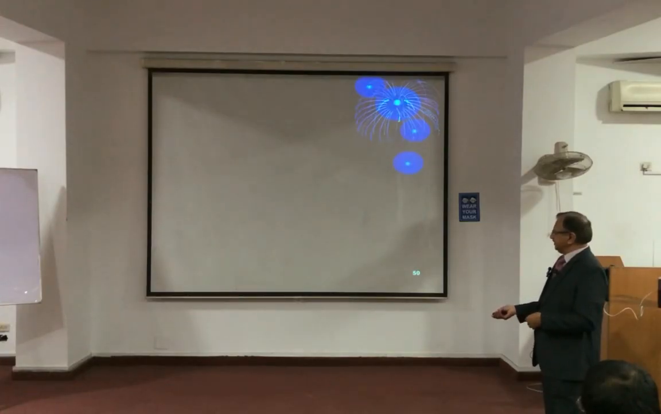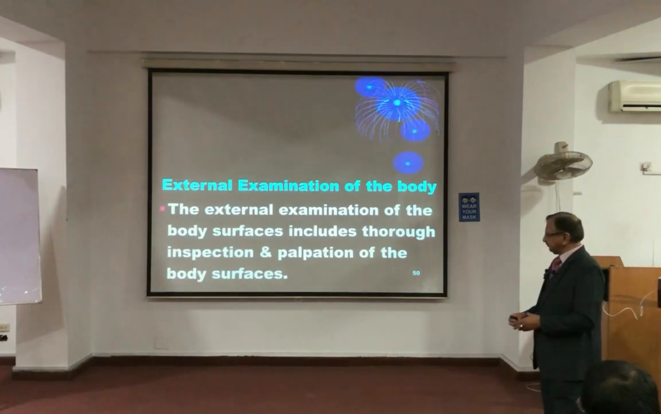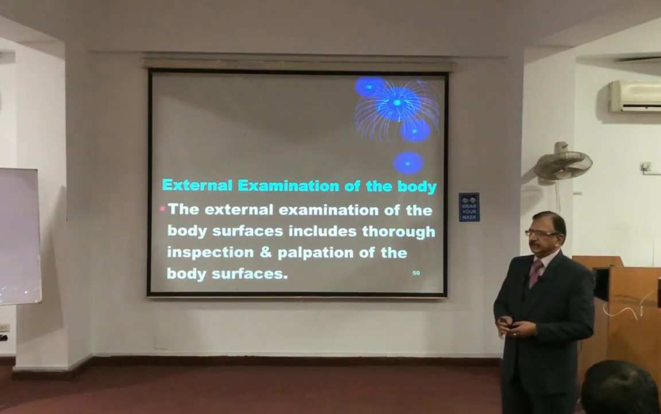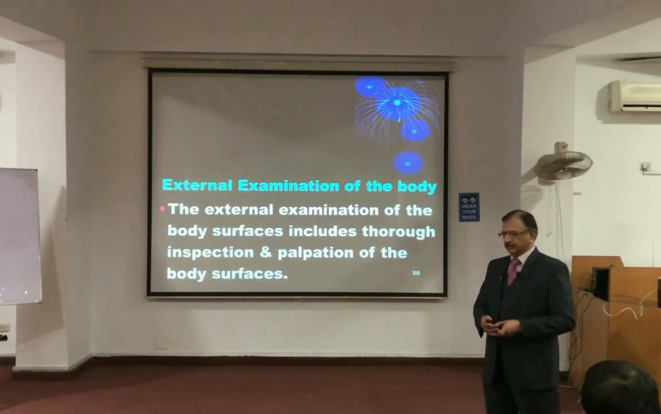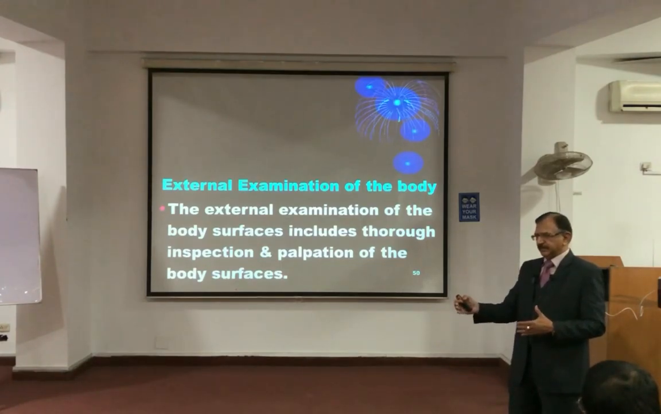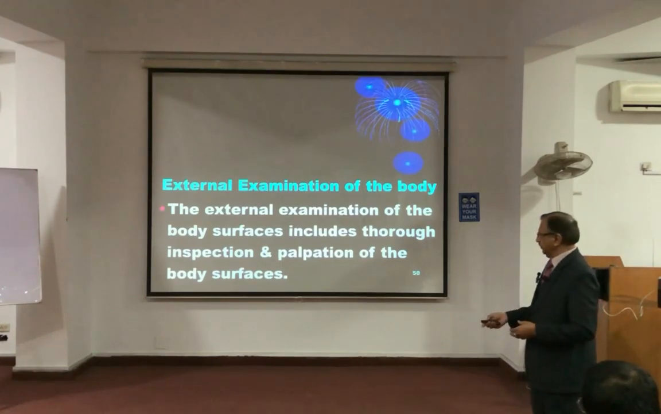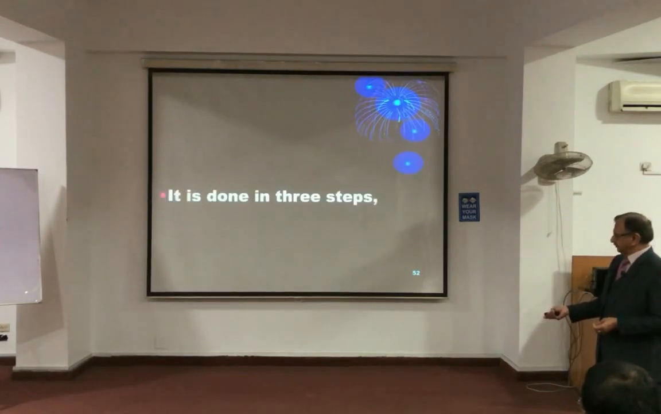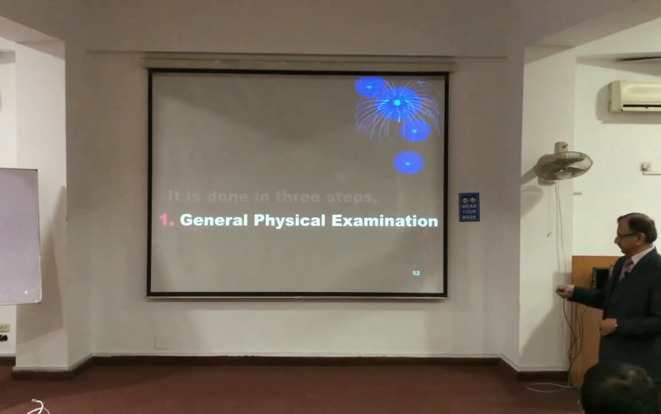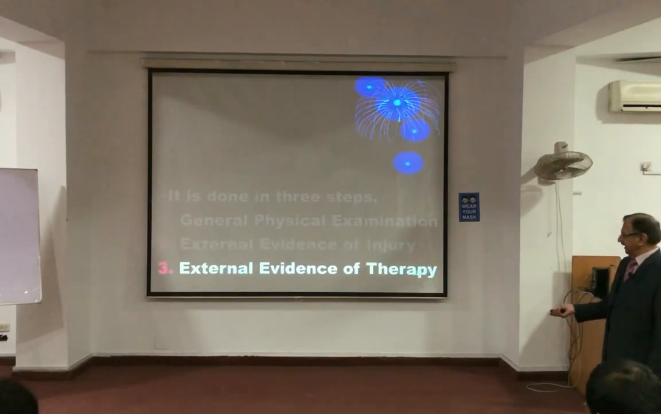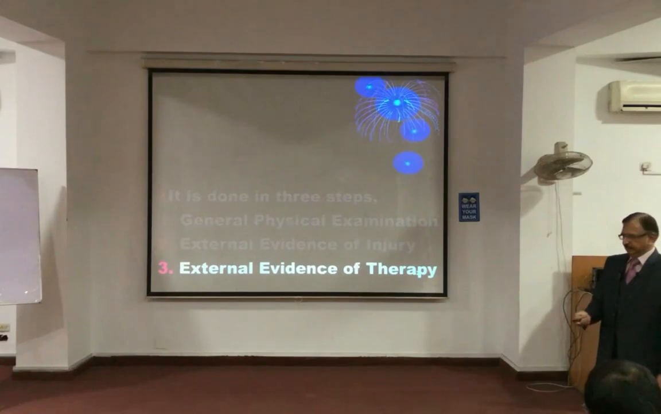Now the external examination of the body. It is generally inspected for the general parameters: height, weight, build, age, sex, complexion, everything is noted down. Not only the naked eye, the hand lens can be used. So physical examination, external evidence of injuries, and external evidence of therapy.